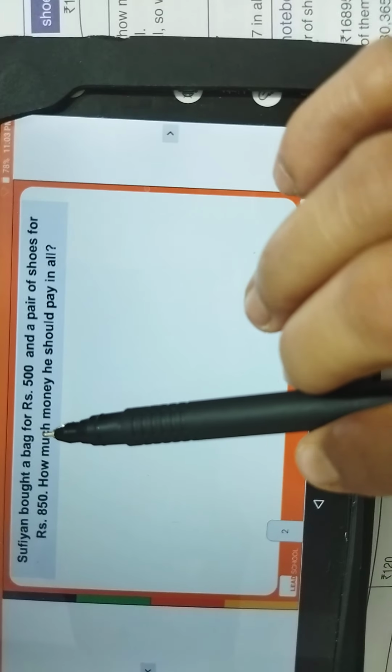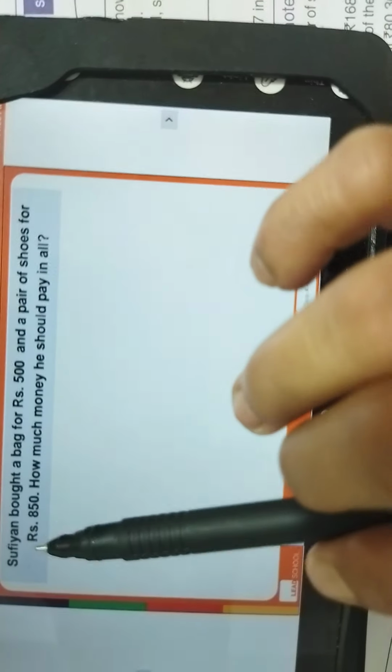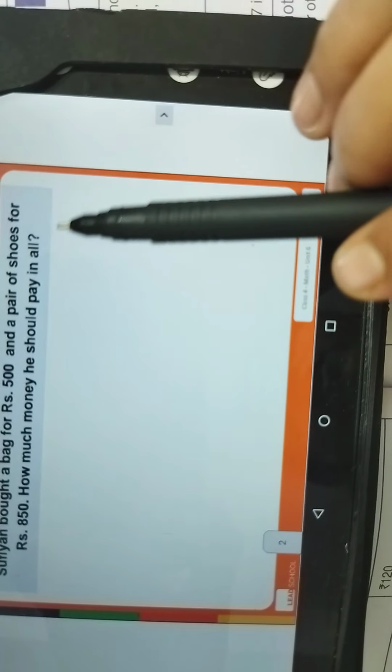Let's start that. Shafyan bought a bag for ₹500 and a pair of shoes for ₹815. How much money should he pay in all?